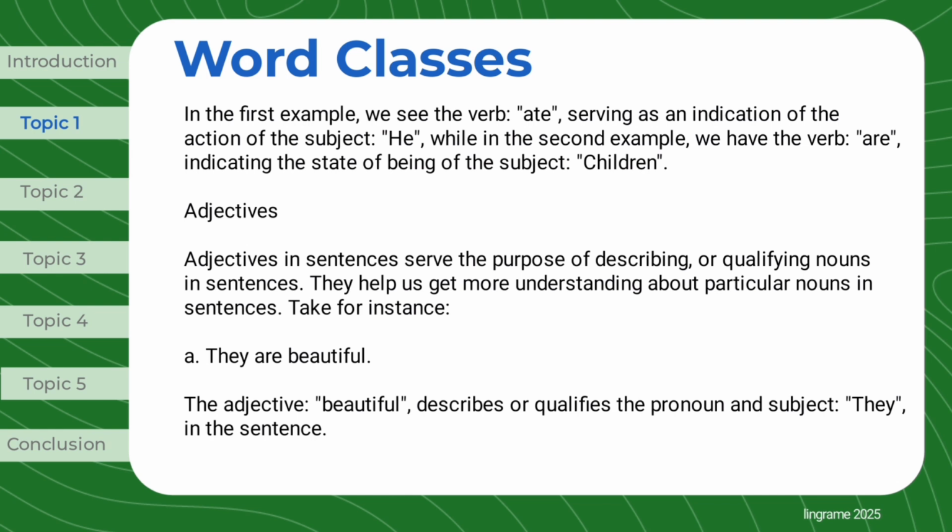Adjectives. Adjectives in sentences serve the purpose of describing or qualifying nouns. They help us get more understanding about particular nouns in sentences. Take for instance, they are beautiful. The adjective, beautiful, describes or qualifies the pronoun and subject, they, in the sentence.